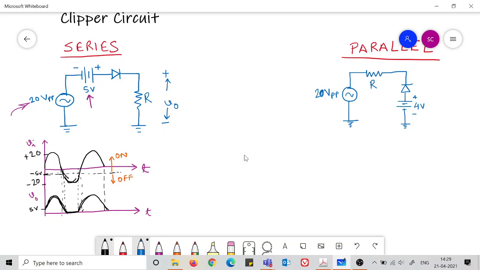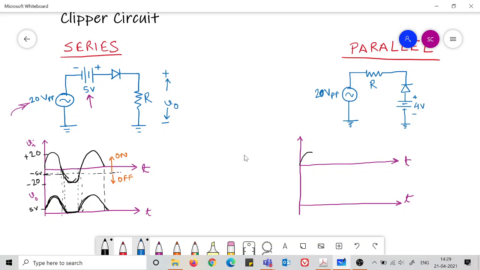a new diode circuit. So let us solve this one, the parallel one. So here also we would draw the input output voltage wave. So normally you will be asked to draw this. Okay, so let us draw this.